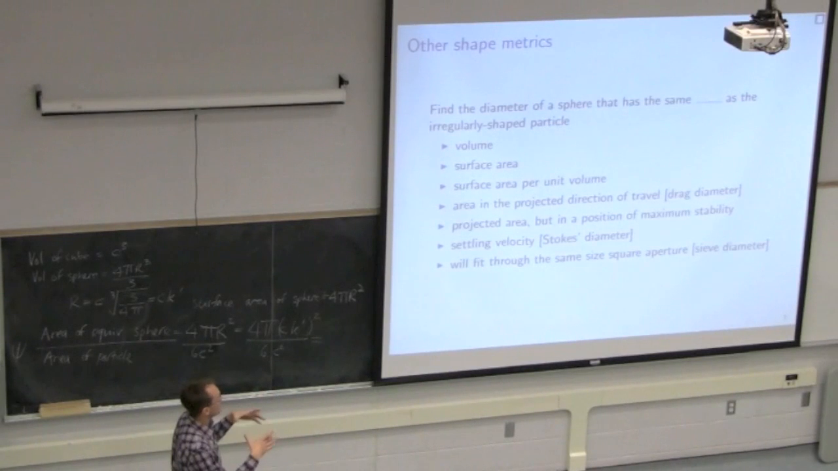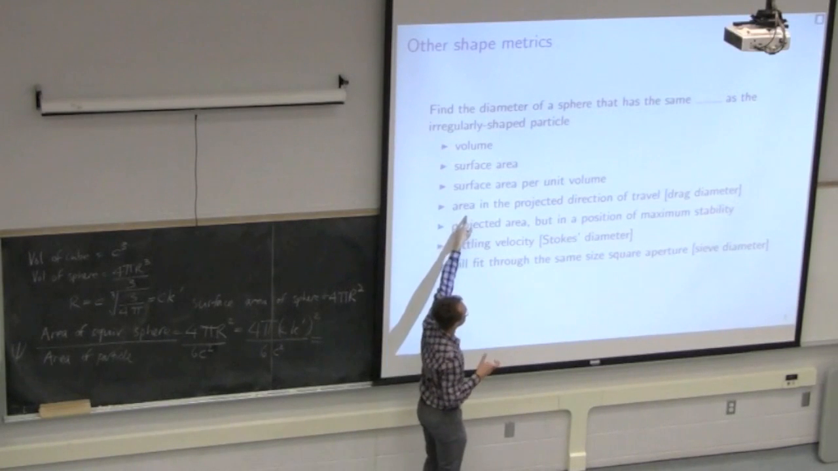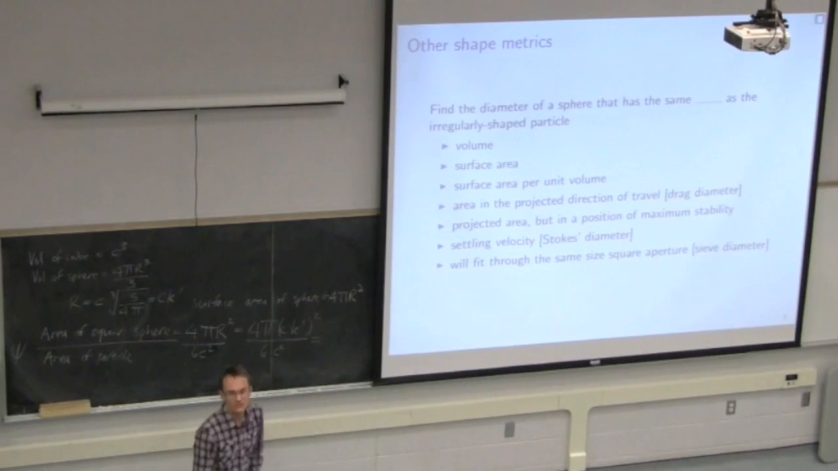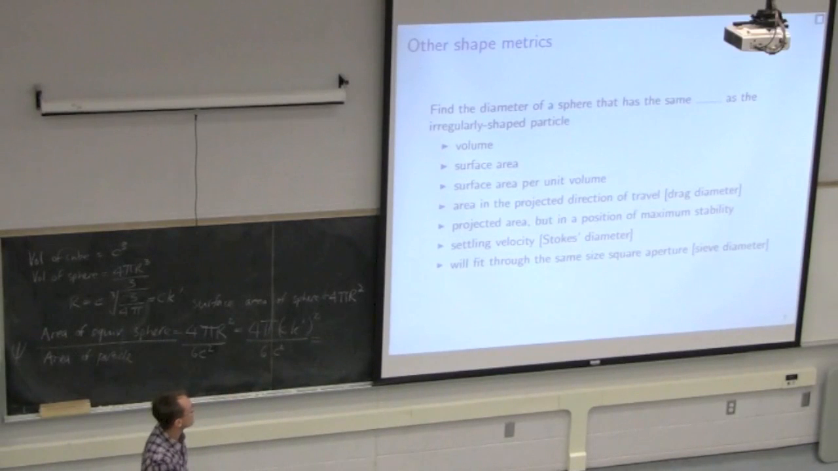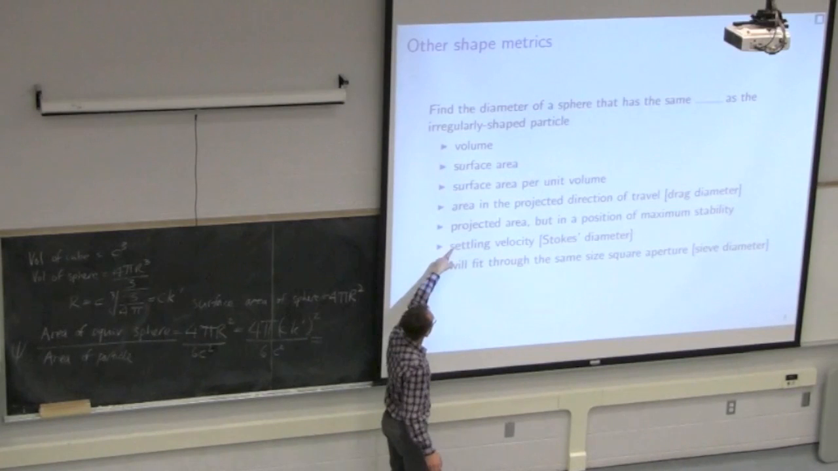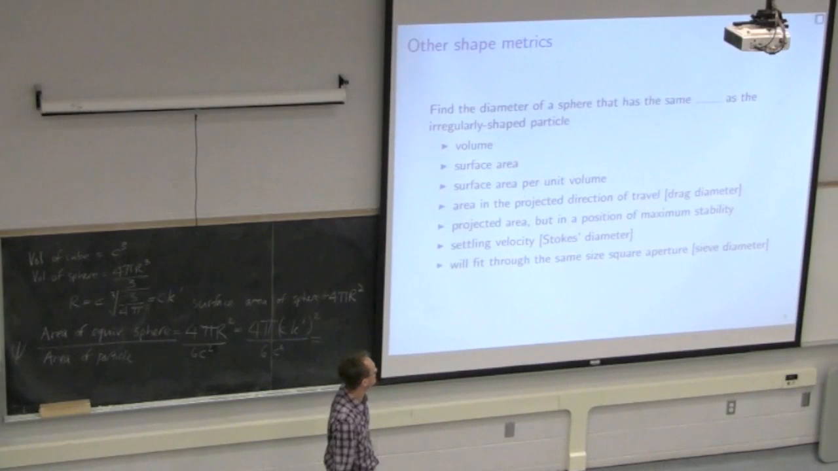We have the projected area of that sphere. For an irregularly shaped particle, we can find its equivalent area in the projected direction of travel, and then find the equivalent sphere that has that same diameter. We can find the same settling velocity as the irregularly shaped particle, and then back calculate through Stokes' law what that equivalent diameter would be.